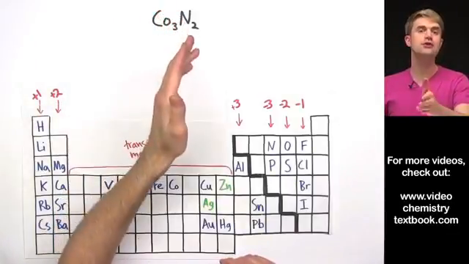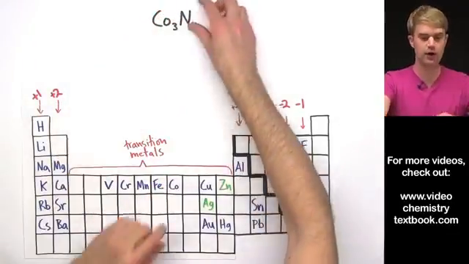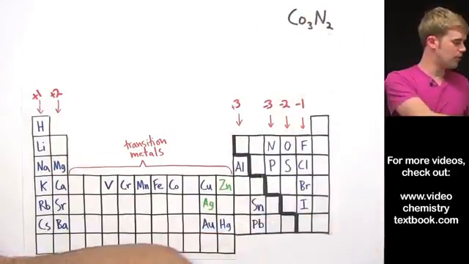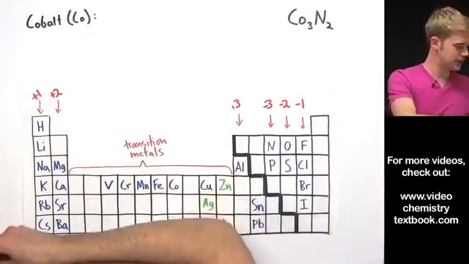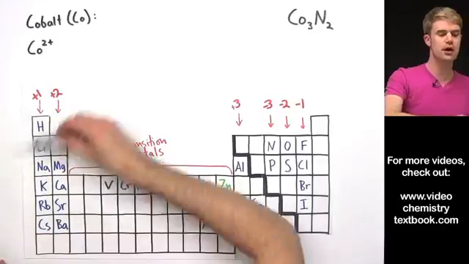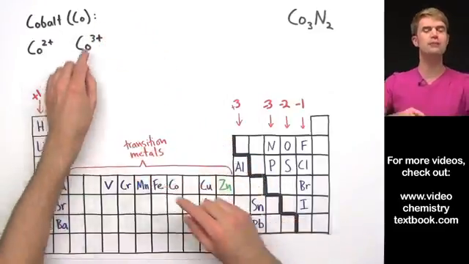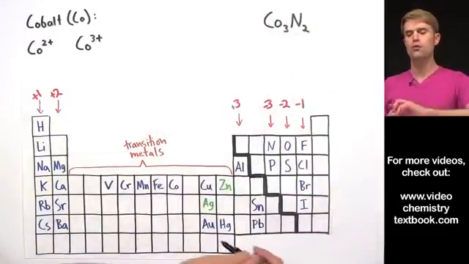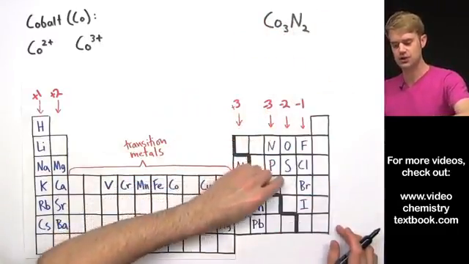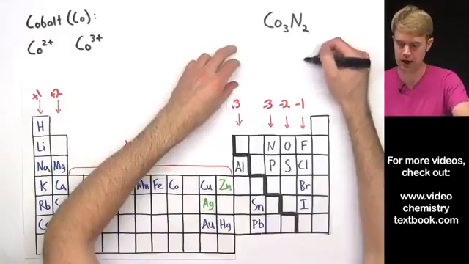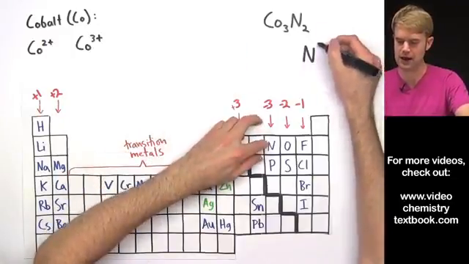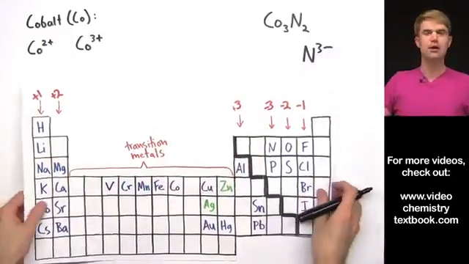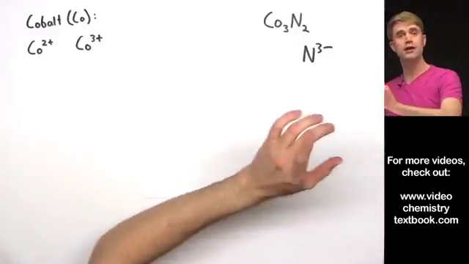Co3N2. So Co here is cobalt, and cobalt can make 2 different ions. It can make a Co2+ ion and a Co3+ ion. What is its charge here? Let's figure out. We'll focus in on N, which is in this column here, which means that its charge in an ionic compound is always N3-. Now, what's the total negative charge here?